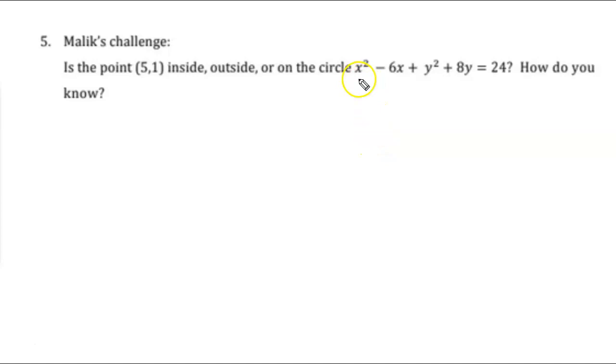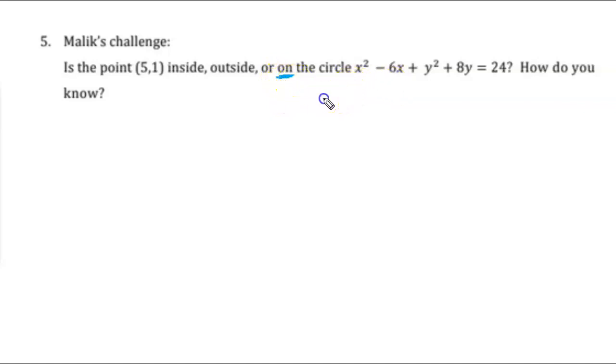So things we want to remember about equations and points. If a point is on the line of an equation, on the graph of an equation, when you substitute x and y into that equation, you should get a true statement, meaning that both sides of the equal sign are equal to one another. So the easy way to figure out if it's on the circle is to just plug in the point. We're going to substitute 5 for x and 1 for y and see if we get 24. If we get 24, then we know that it is on the circle.